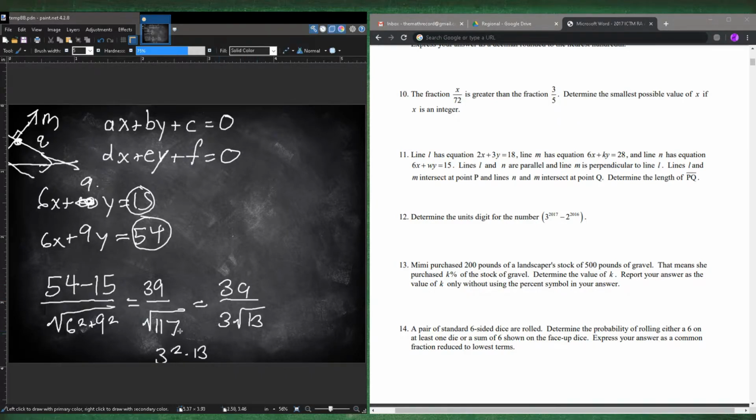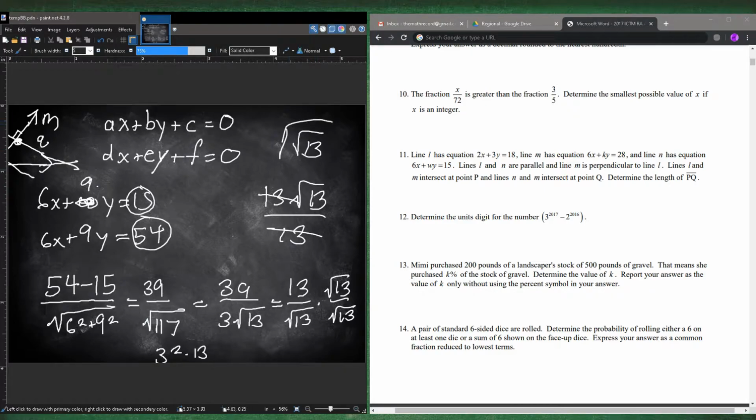3 square root 13 is the same thing as square root 117. And now 39 divided by 3 is 13. 13 over square root 13. Now you multiply the top and bottom by square root 13. So on the bottom, that would be 3 times square root 13. Square root 13 times square root 13 is 13. So then this 13 divides by this 13, and all you have left is square root 13. So the simplified answer is square root 13, and that's your answer.